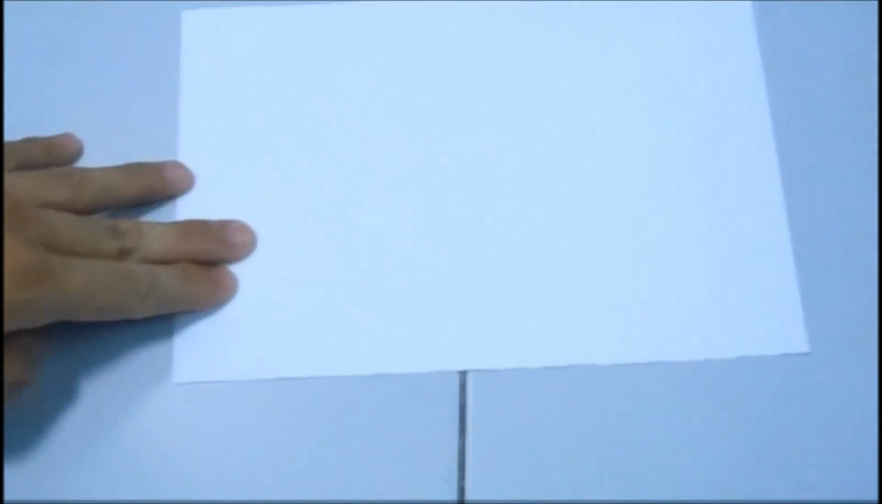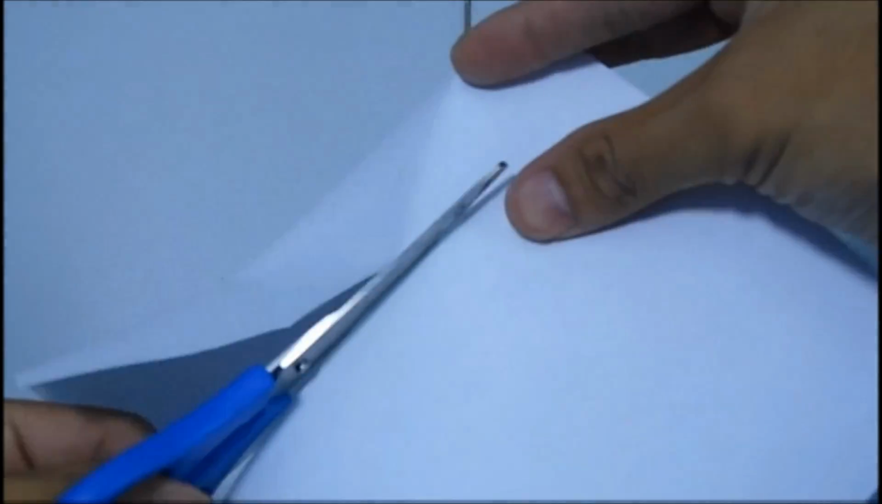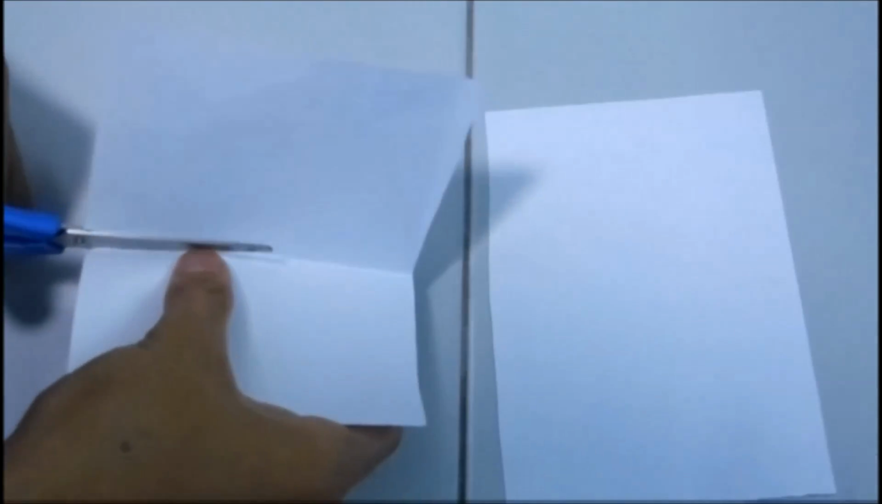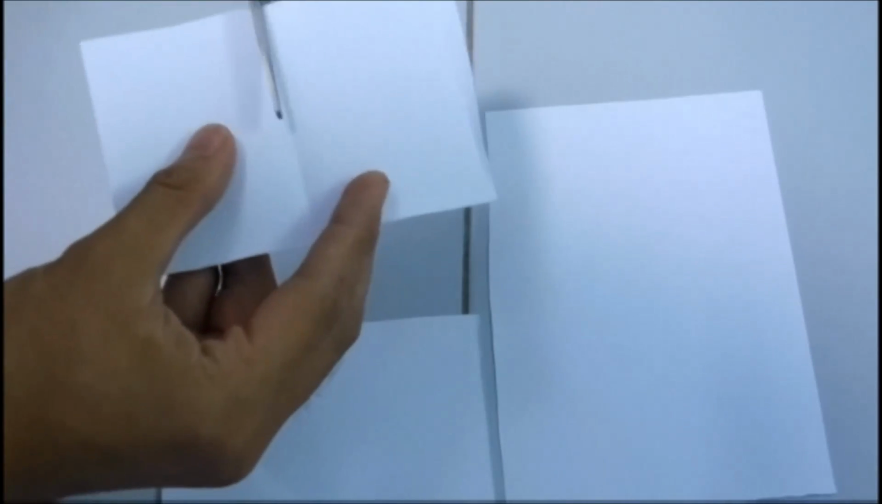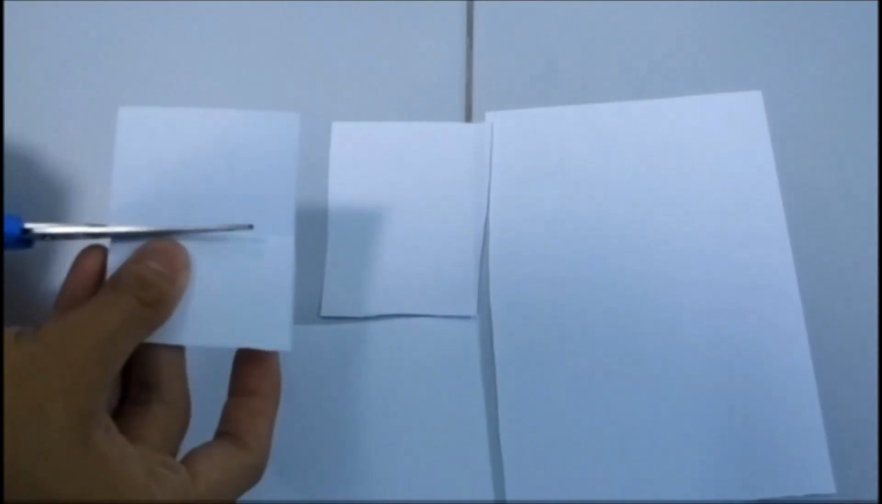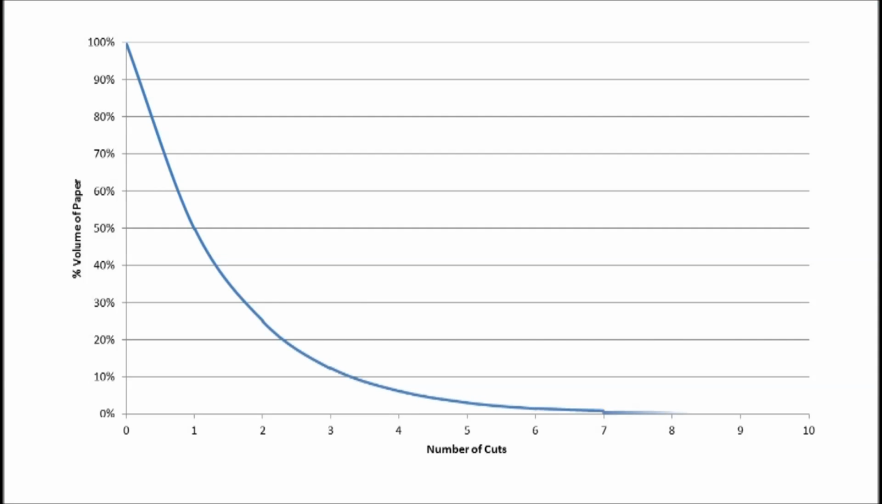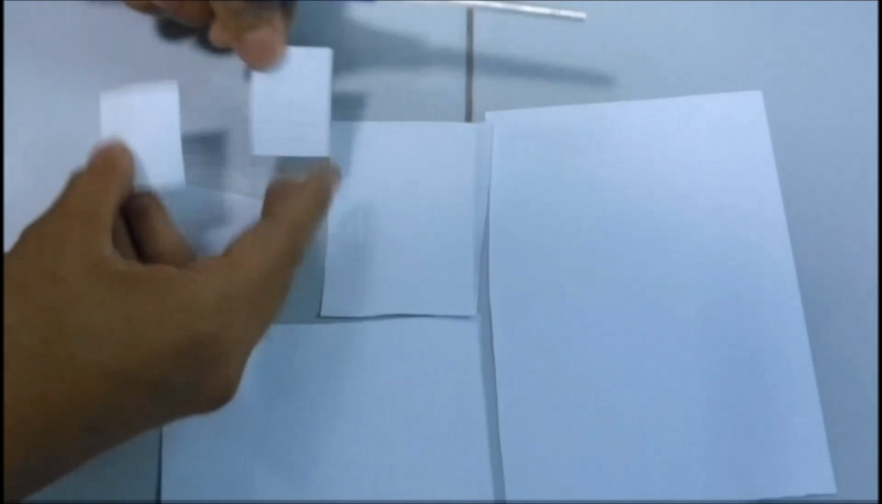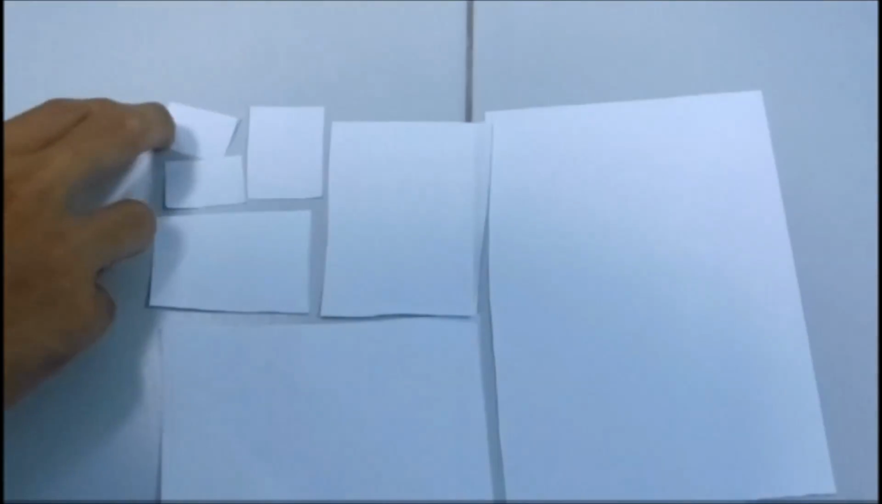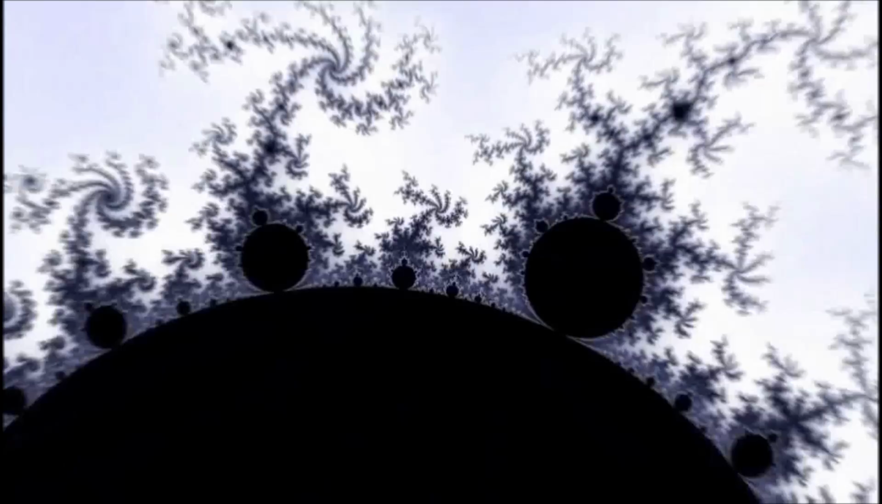Take a piece of paper, cut it into half. Take one of the halves and cut it into half. Repeat this process over and over, halving the volume with every cut. How many cuts do you need before you can no longer go any smaller? Or is there no end to it?